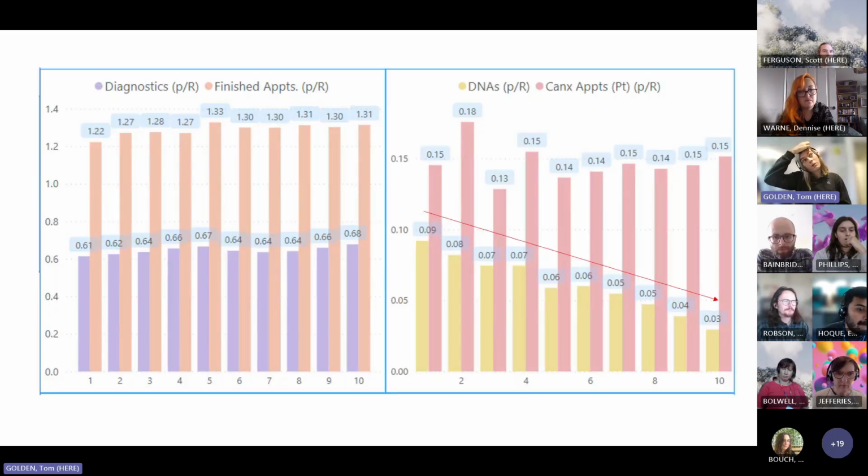So now on to some of the reporting we've been doing internally. This is a report which is using IMD data along with data from our clinical system, System 1. Along the bottom, we have the IMD deciles, 1 being the most deprived and 10 being the least deprived. And the bars of the graph are showing the average diagnostics, finished appointments, DNAs, and cancelled appointments per referral.